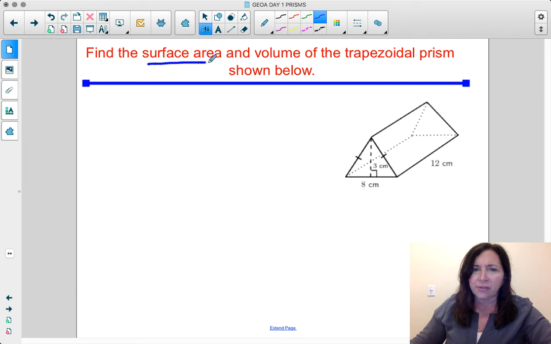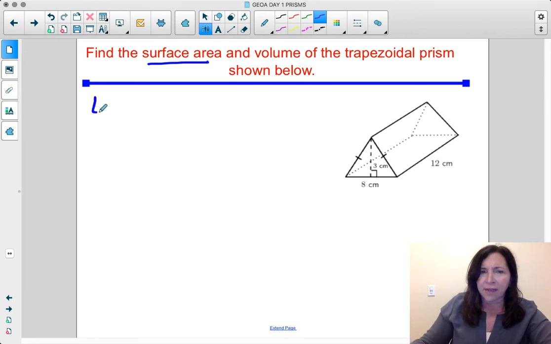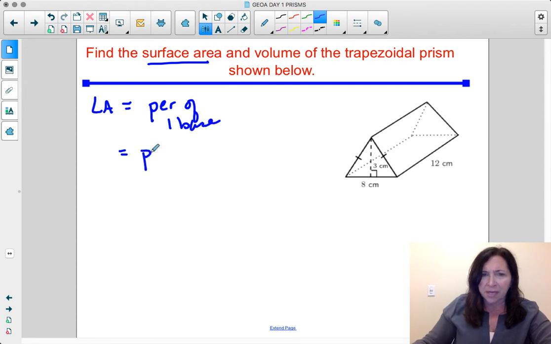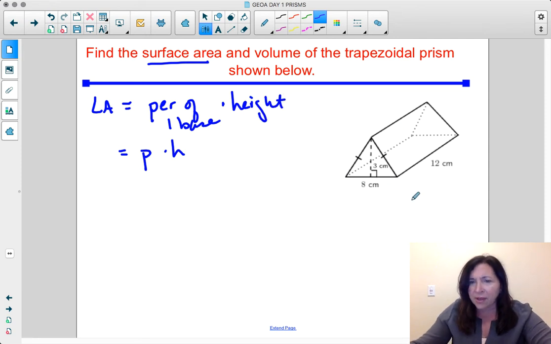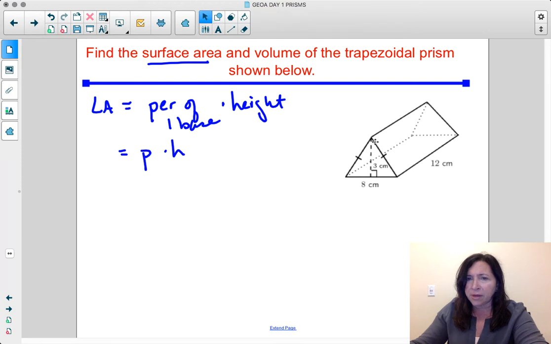So to find the surface area, I need to find the lateral area first. So the lateral area is the perimeter of one base. So the perimeter of one base, and so that's my P. So P times H times the height of the shape, okay? So the perimeter of one base. Now this is a little bit tricky, right? Because let me make this a little bit bigger, this shape.